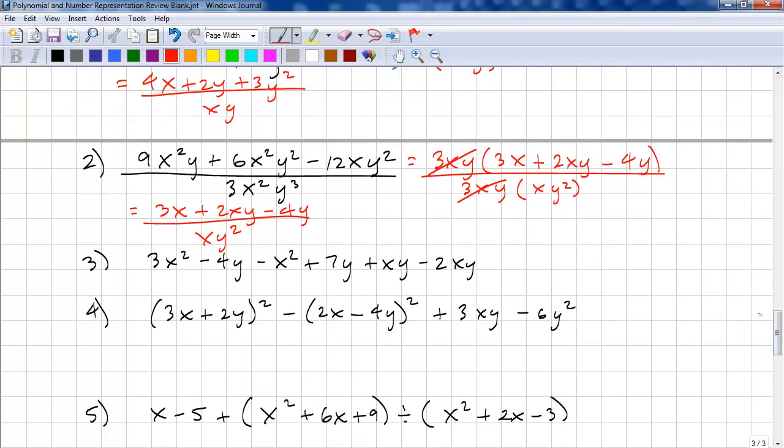Okay, the next one. We're looking for like terms. So 3 minus 1, that's 2x squared. We have our xy's. There's negative 2, so this is negative xy. And we've taken care of that. Then we have 7y minus 4y. That's plus 3y. Not too difficult there.